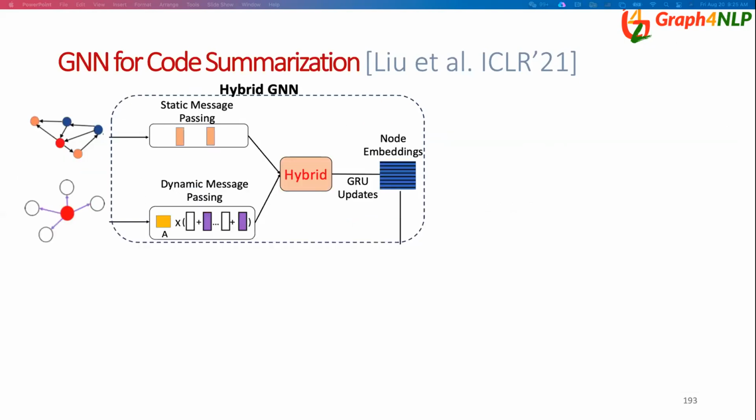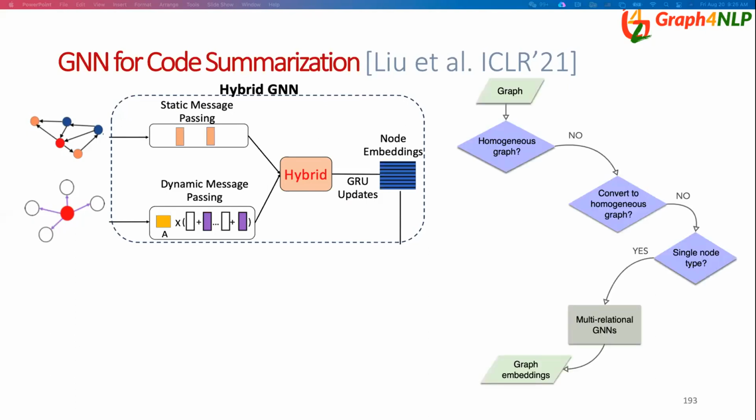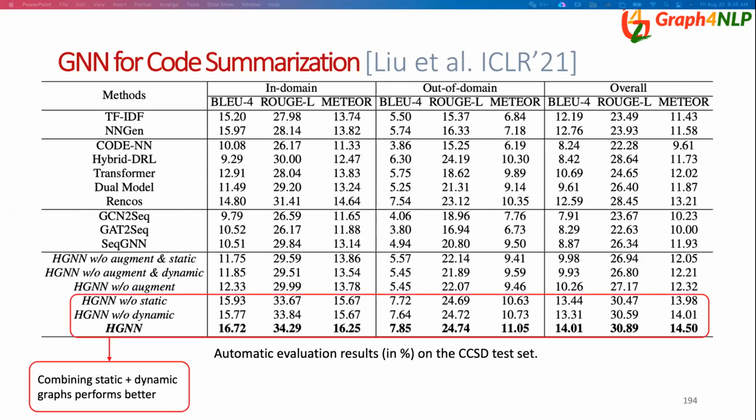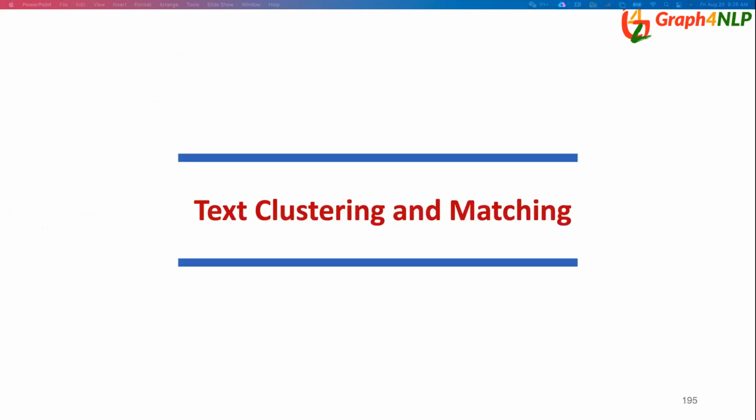For graph representation learning, because the constructed graph is a multi-relational graph, they apply a multi-relational GNN to encode the graph. Specifically, they propose a hybrid GNN, which runs message passing on both static and dynamic graphs. So let's look at the experimental results here. First of all, combining static and dynamic graphs performs better.